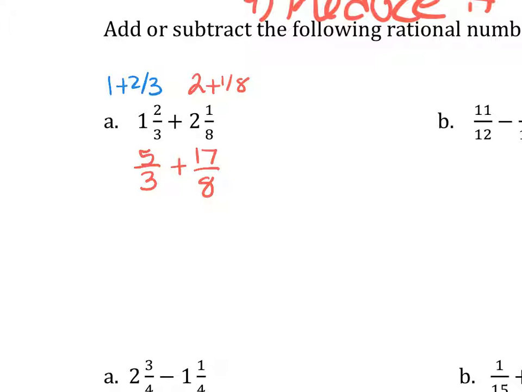Okay. So now our step 2 is if we need to get a common denominator. Do we need to find a common denominator for these? Are the denominators the same? No, they're not the same, so that means we have to find a common denominator. So a number that 3 and 8 can go into. So what is a number that both 3 and 8 can go into? 24.